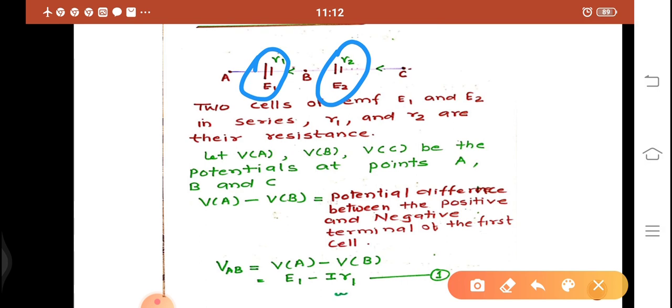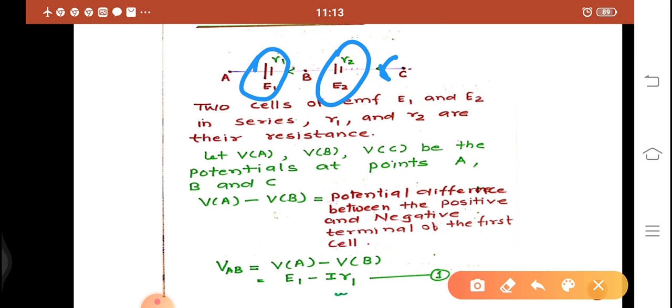R1 and R2 are their internal resistance. Now we have 3 points, point A, point B and point C, and the potentials at point A, point B and point C are VA, VB and VC respectively. Now the current will flow in this direction.